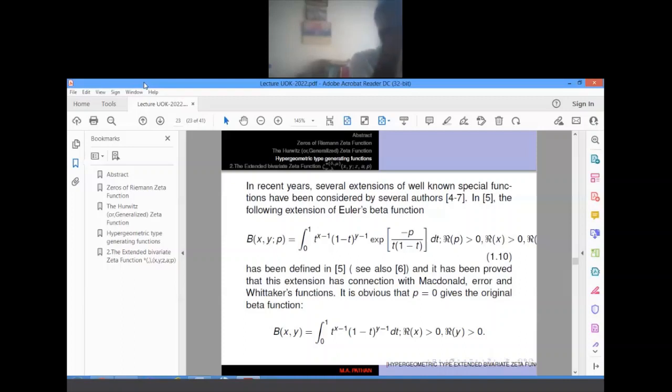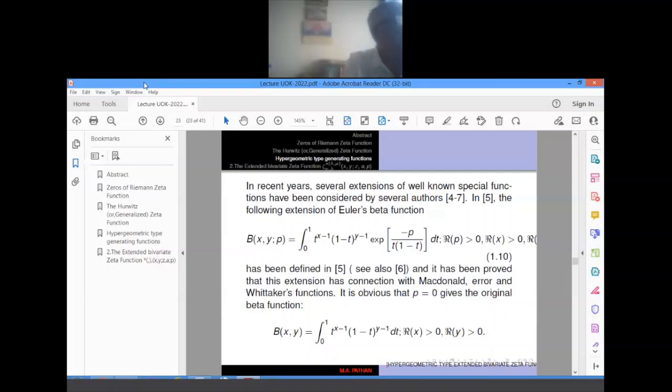We will keep in mind this type of generalization, and based on all these generalizations, we will be extending our problem to a bivariate function. For that purpose, we have to use another type of integral representation for the beta function. One of the generalizations is given in the following form, in one dimension. Here, the exponential of minus p upon t into 1 minus t is added to the ordinary beta function, and this is defined in such a way that it may be reduced to the Macdonald function, error function, the Dirac function, and so on. And this is, in fact, a generalization of the ordinary beta function.